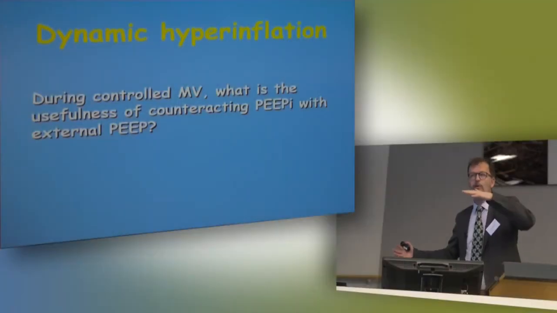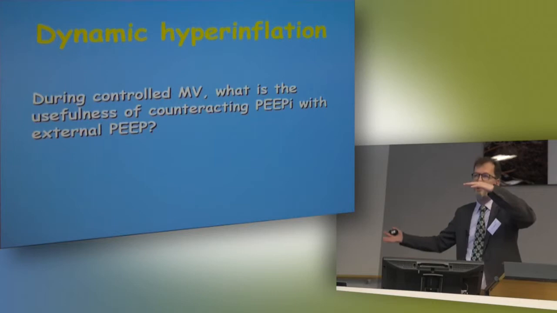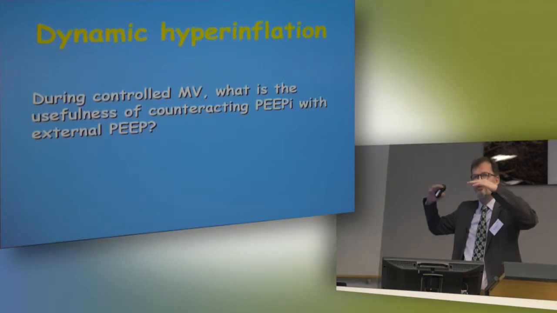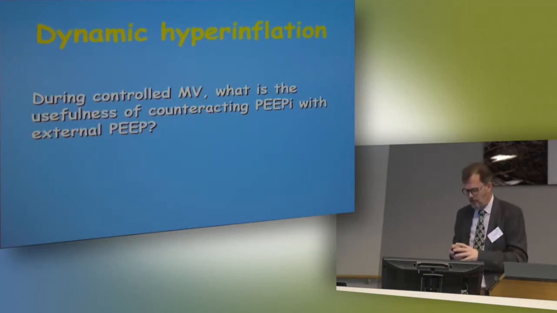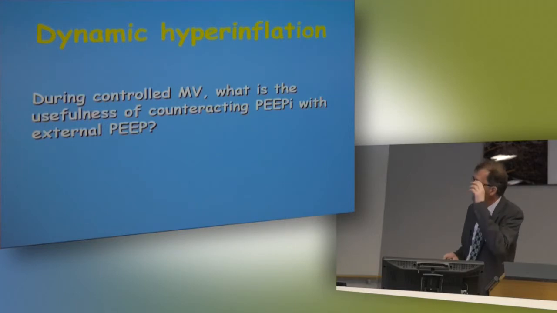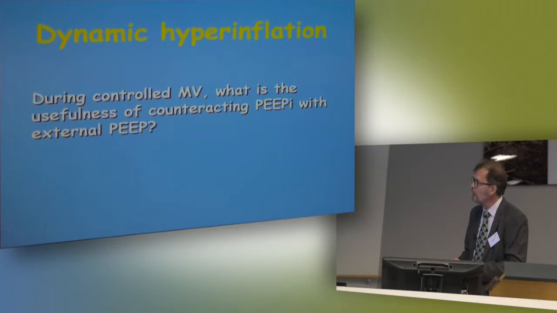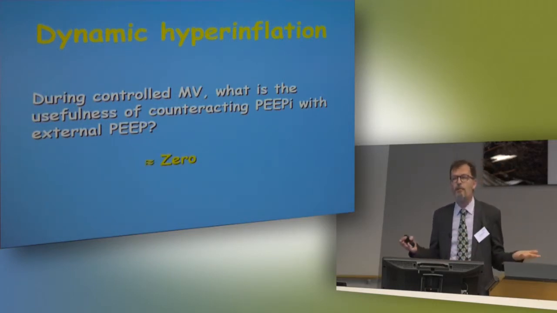And this is very important to remember, because there is a major issue of confusion in the mind of many clinicians who think that putting external PEEP is good to decrease dynamic hyperinflation. And as you have seen, during controlled mechanical ventilation, whatever the level of external PEEP, until it's close to the internal value, does not change anything to dynamic hyperinflation. So if you ask me whether there is a benefit to using external PEEP when you have intrinsic PEEP in patients under controlled ventilation, I would say there is zero benefit.